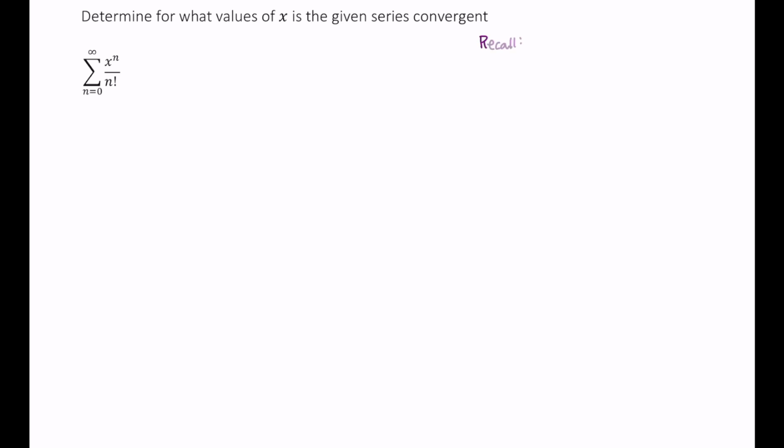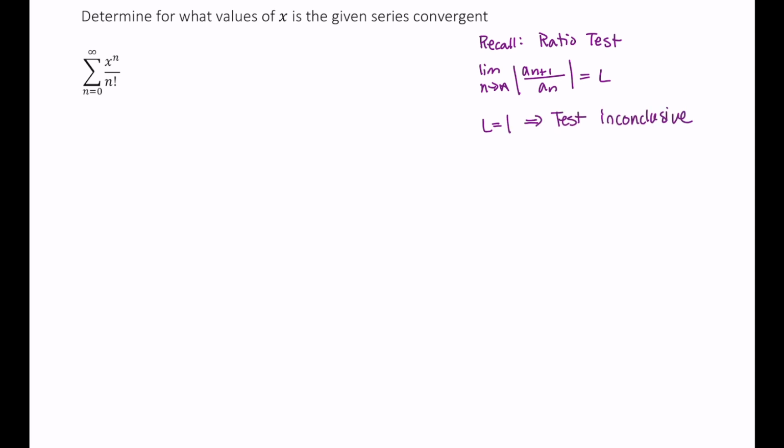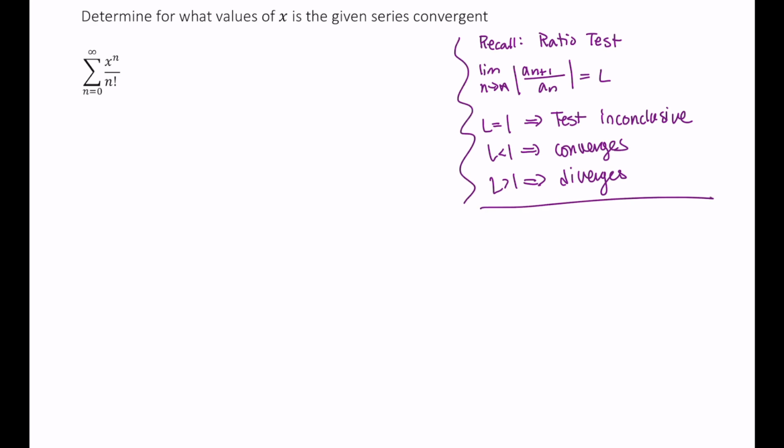And recall the ratio test. We have the limit as n approaches infinity of the nth plus 1 term divided by the nth term. So that's the next term divided by the nth term. And we're going to call this L. If L equals 1, the test is inconclusive. If L is less than 1, the power series converges. If L is greater than 1, the power series diverges.